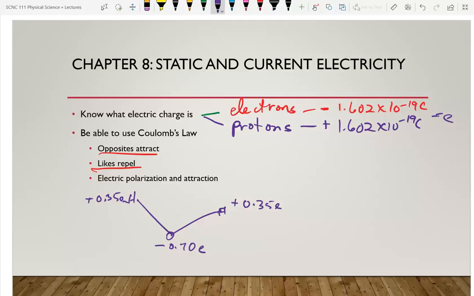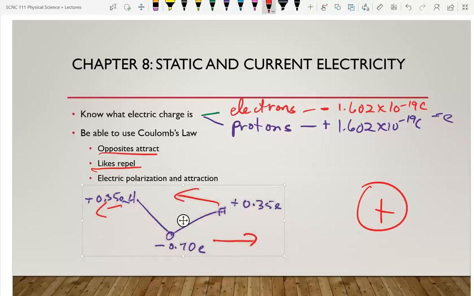And if I bring some random positive charge here, what's the force going to be like between the hydrogen and that positive charge? Positive and positive, they repel. So there's going to be a force that pushes the hydrogen away. What about the force between the oxygen and that positive? It's going to attract. So there's a force that attracts the oxygen. So the whole thing is going to reorient.